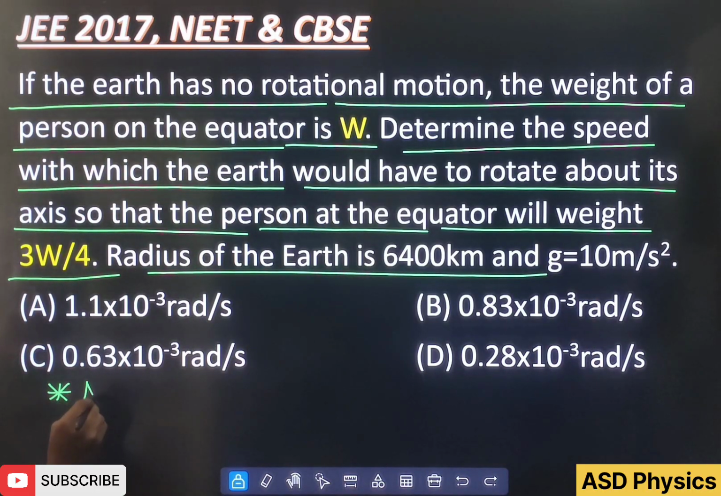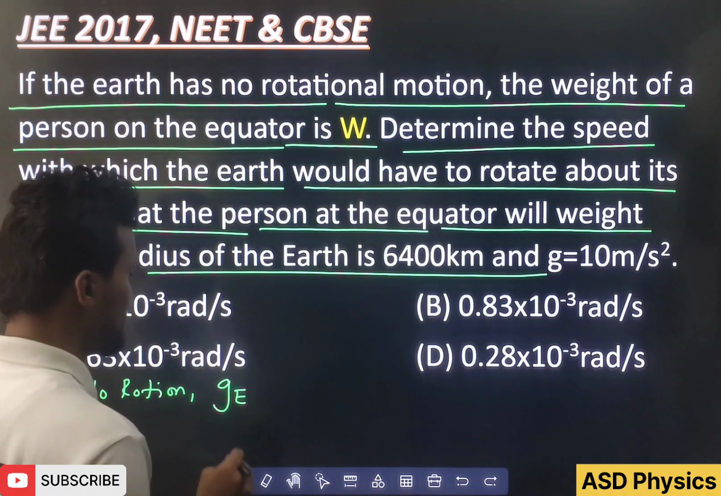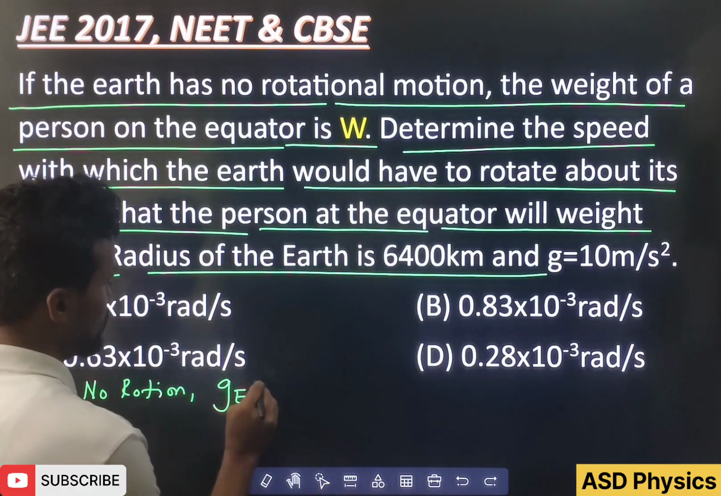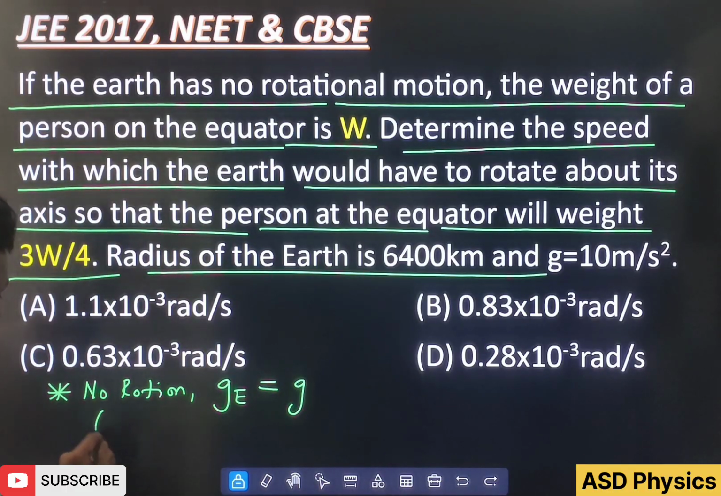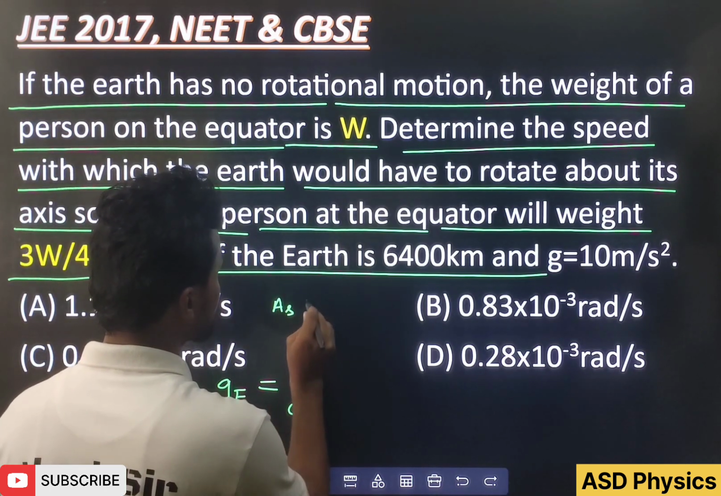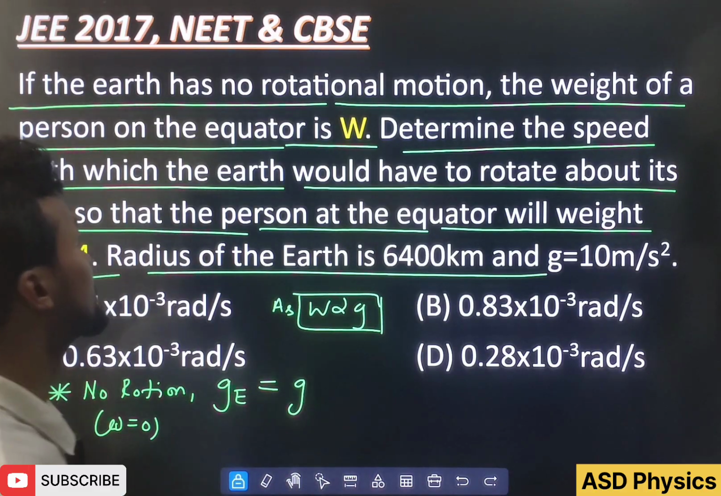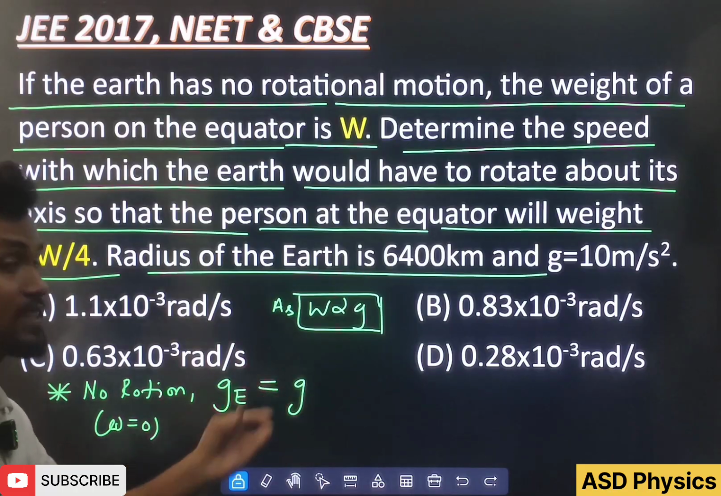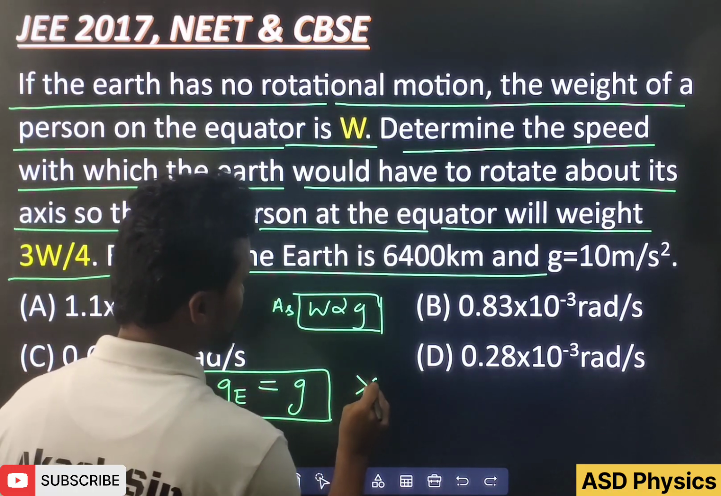So you know very well, when there is no rotation, when the earth is not rotating, what will the gravity value on the equator be? GE will be G, because omega is 0, earth rotation is not there. No rotation means omega is 0. In this situation, you also know that weight is directly proportional to g. The weight is W, and the corresponding gravity is G. So GE equals G.